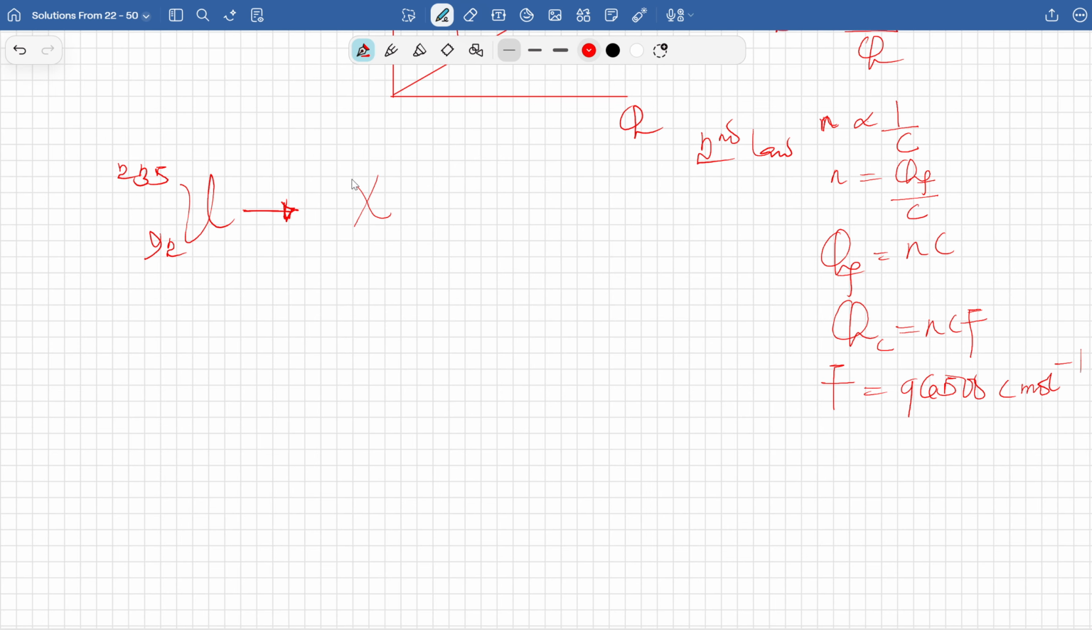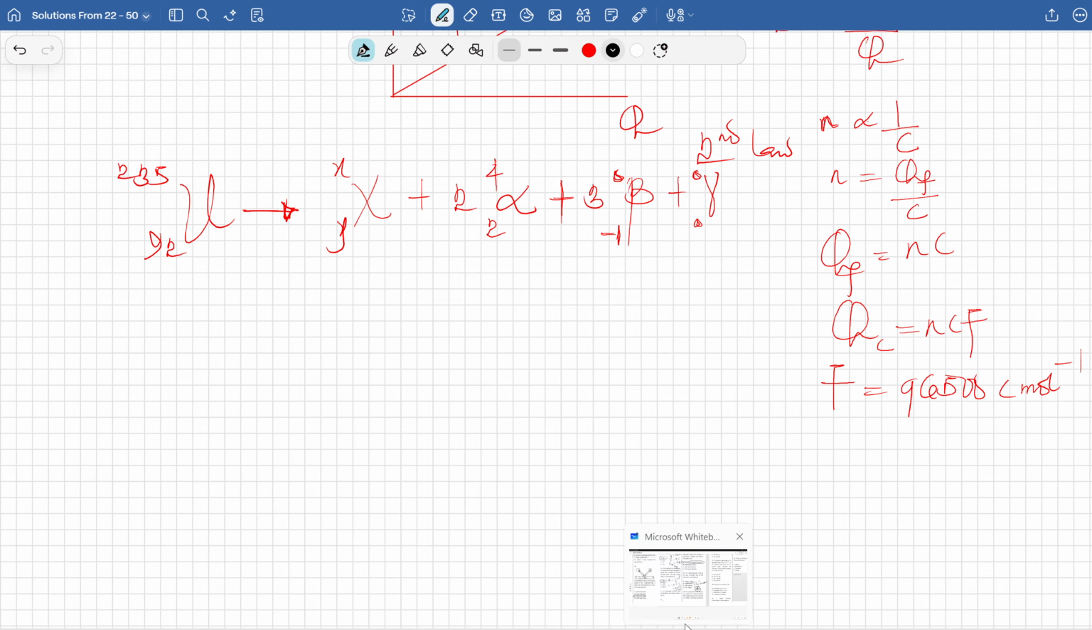let's say this is the supposing daughter element that is released, let's say of mass number X and atomic number Y. So releasing 2 alpha particles. Alpha particle is having 2, 4. 3 beta particles. Beta particle, the most common one is the negatron, which is negative 1, and a gamma. So a gamma is just 0, 0, right?